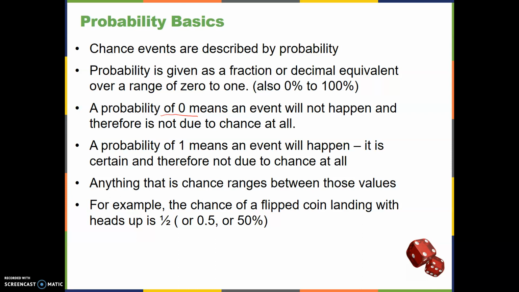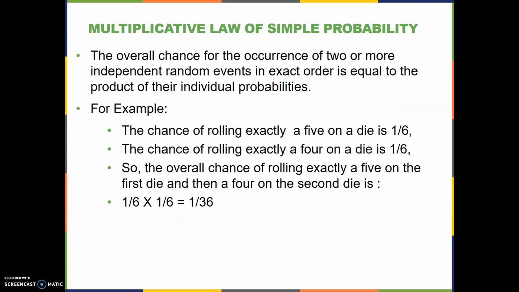So anything that is chance ranges between those values. The chance of flipping a coin and it landing with heads up is 1/2, or 0.5, or 50%. Okay? So if we look at probabilities in terms of rolling a die, the chance of rolling exactly a 5 is 1 out of 6. The chance of rolling exactly a 4 is 1 out of 6.